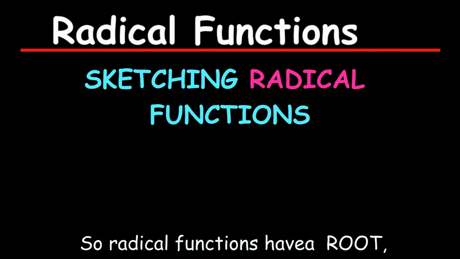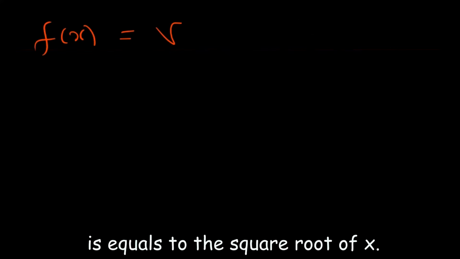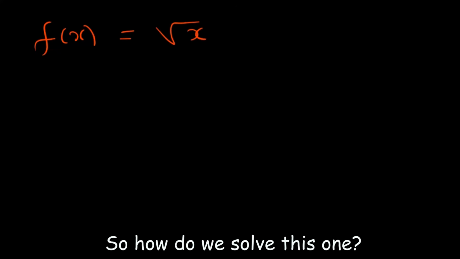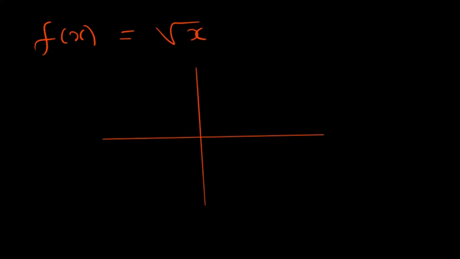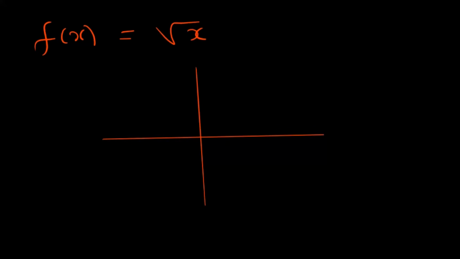So a radical function has a root, like we've said in earlier sessions. It can be a cube root, it can be an nth root, but as long as there's a root, it's a radical function. So for example, let's say you have f of x is equals to the square root of x. So how do we solve this one? Because you also have to look at the value of the whole function and the value of x. The value of x here is positive, the value of the whole function is also positive. So it goes like that.